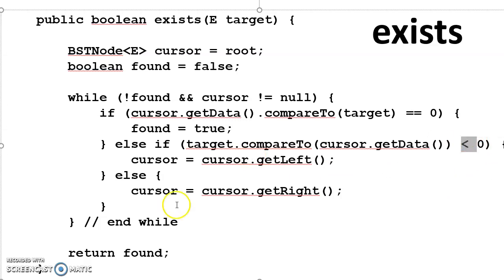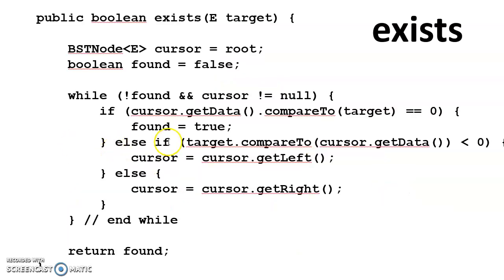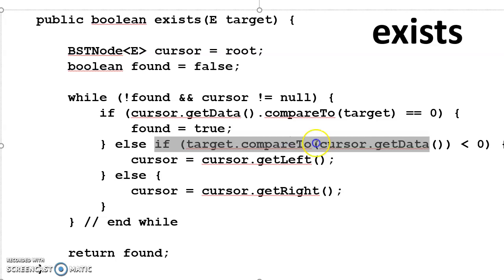Let's recap. We have a loop. We're moving cursor down the tree. So coming back here again, the idea is we're moving cursor down the tree. If we find what we're looking for, great. If not, we have to advance cursor either to the left or to the right. Determining whether it's left or right, that's this piece right here. So this is determining, do we go left or do we go right when marching down the tree.